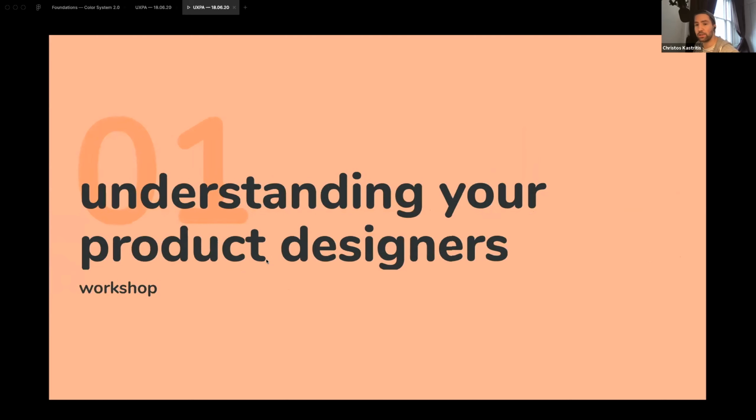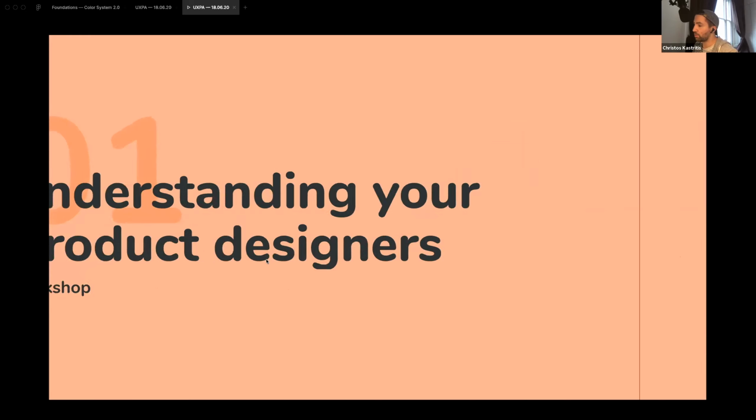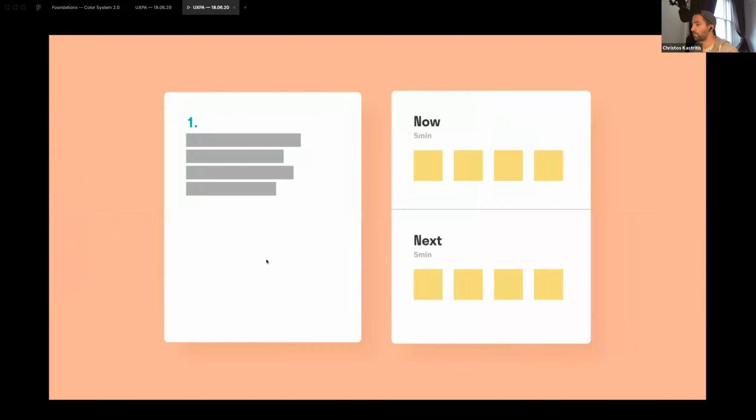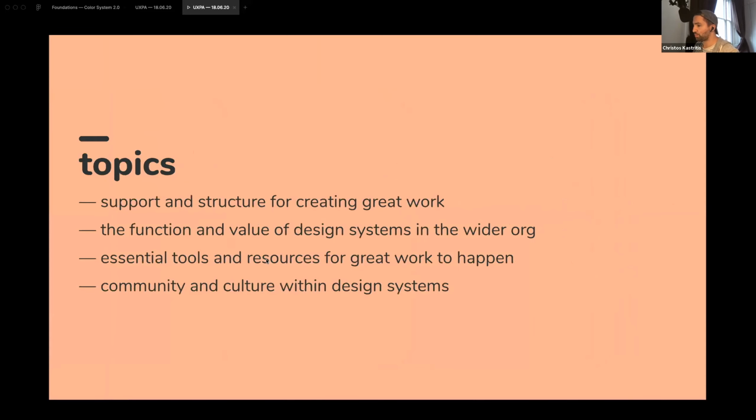And so what we looked at first was trying to understand our product designers and figure out what their needs were. So we did this through a workshop. I find workshops are just so much fun. We did one called Now Next, and so we had topics at the corner of each room, the 4 corners, and we spent 5 minutes focusing on the now of things and 5 minutes focusing on the next of things. And we would have different groups at each corner.